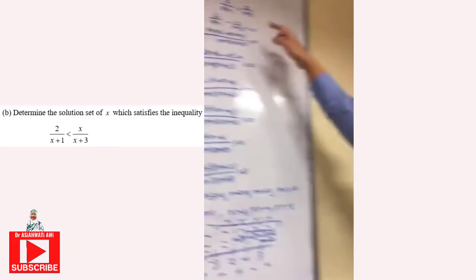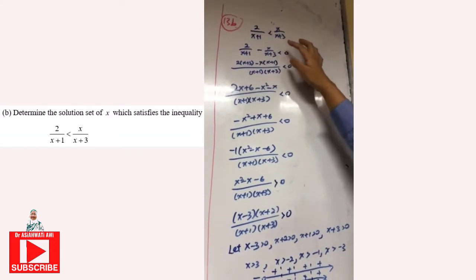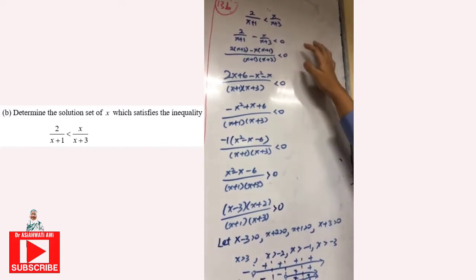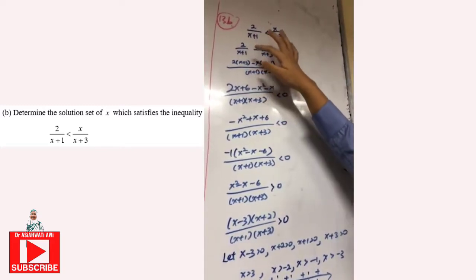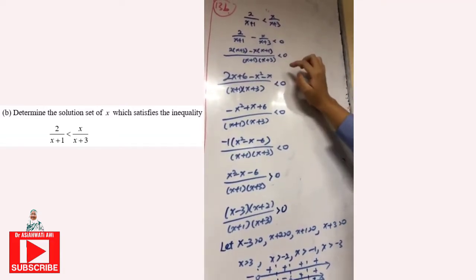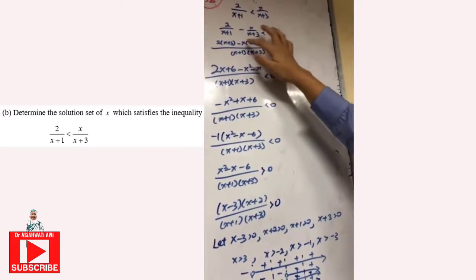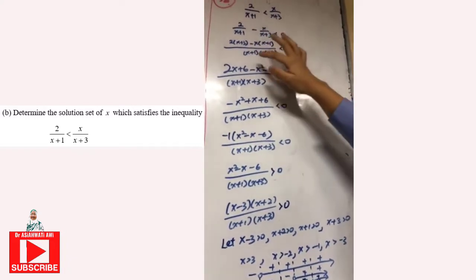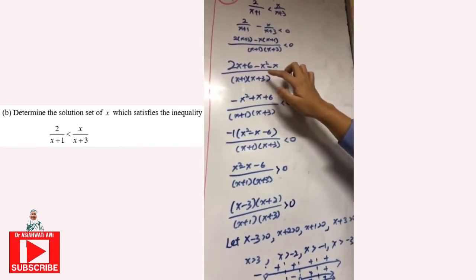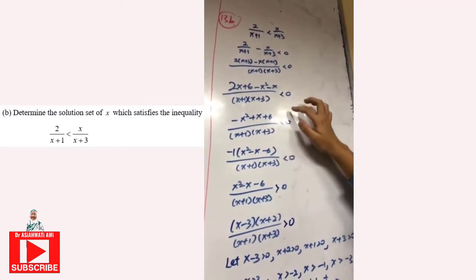Question 13b. The question is 2 over x plus 1 less than x over x plus 3. First we move the x over x plus 3 to the left, so we get 2 over x plus 1 minus x over x plus 3 less than 0. Now we make the denominators the same, so 2 times x plus 3 minus x times x plus 1, divided by x plus 1 times x plus 3. So we get 2x plus 6 minus x squared minus x, divided by x plus 1 times x plus 3.